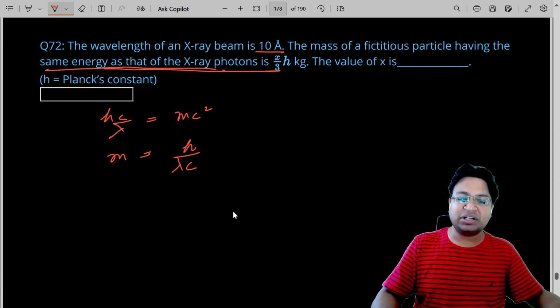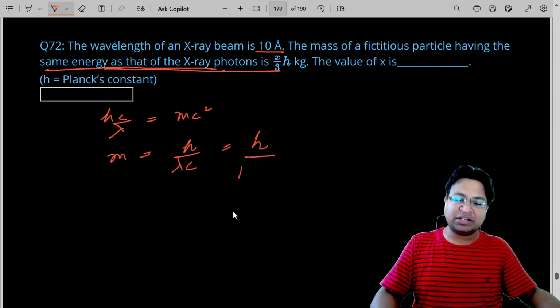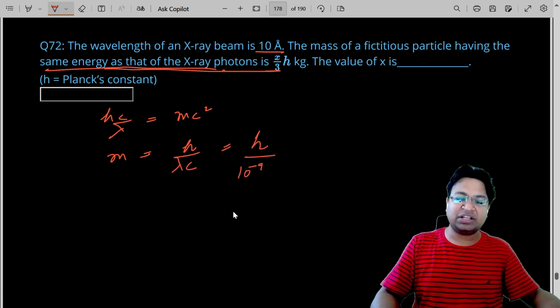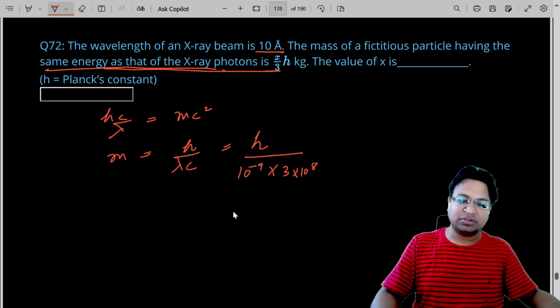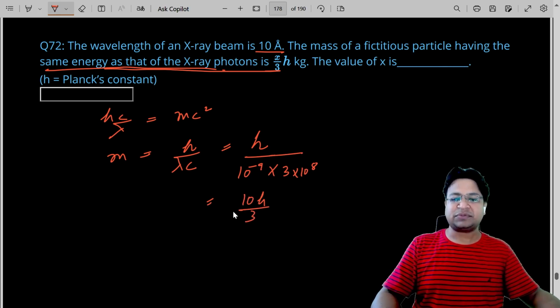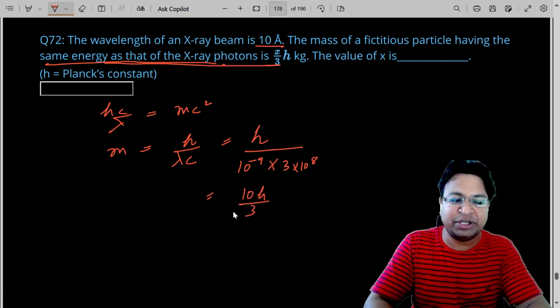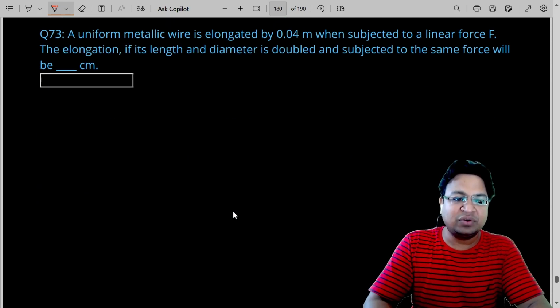And we have to keep the answer in terms of h. So I'm not substituting the value of h. I'm substituting the value of lambda, that is 10 raised to power minus 9. 10 angstrom is this much only. And c is 3 into 10 raised to power 8. So this becomes 10h by 3. So the value of x would be 10. Okay, then we go to question number 73.